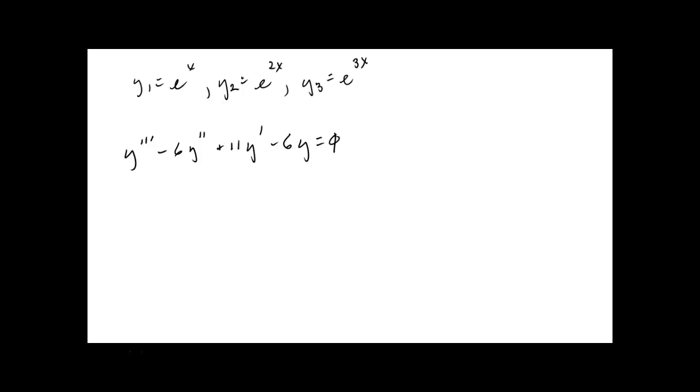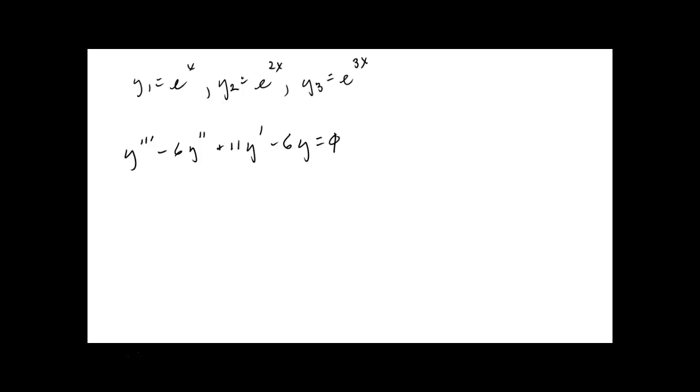Well, it won't take long to do it, but let's do it. When y1, what's its first derivative? e to the x. Second derivative, e to the x. And third derivative? e to the x. So, this will be e to the x minus 6 e to the x plus 11 e to the x minus 6 e to the x. Well, all you have to do is add your coefficients and see if they come up to be 0, because e to the x is never 0. So 1 and 11 is 12, and minus 6 minus 6 is minus 12. They add up to 0. Sure, e to the x works.